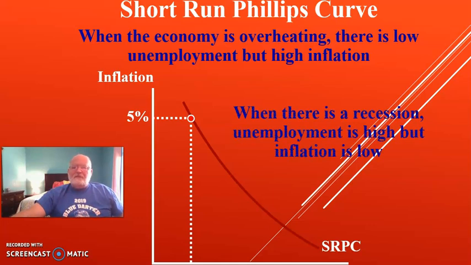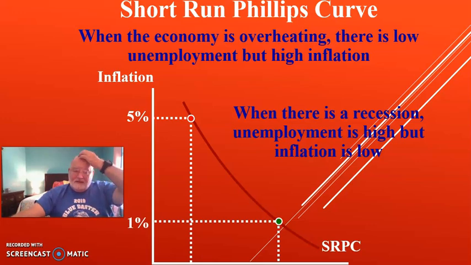When there's a recession, write this down, unemployment is high, but inflation is low. And that should be what's going on right now. Inflation should be very low right now, 1%. And I don't know what unemployment is. It's 6.6 million. Remember, people not looking for work don't count. But in this example here, you have high unemployment and low inflation.